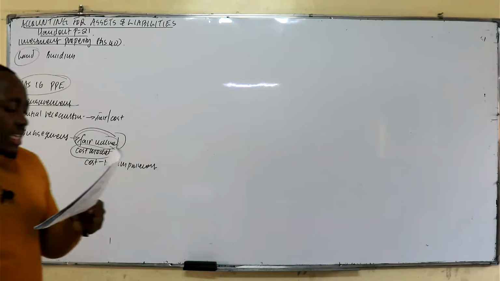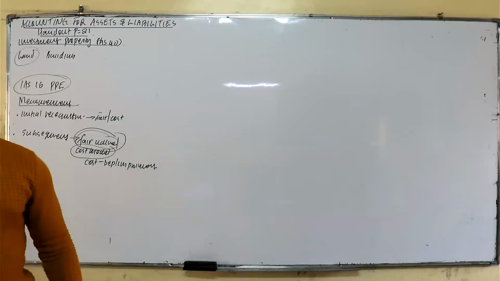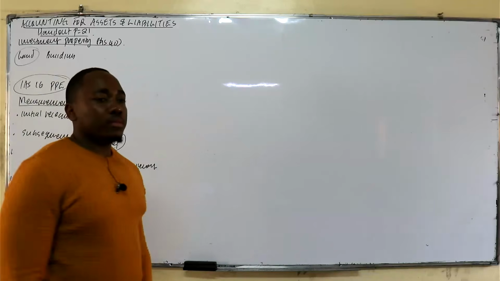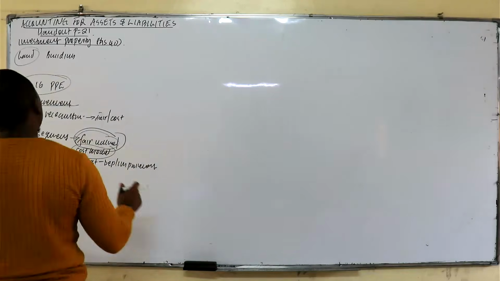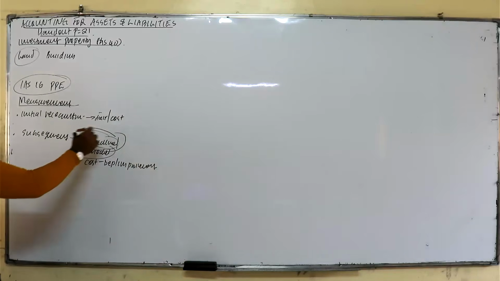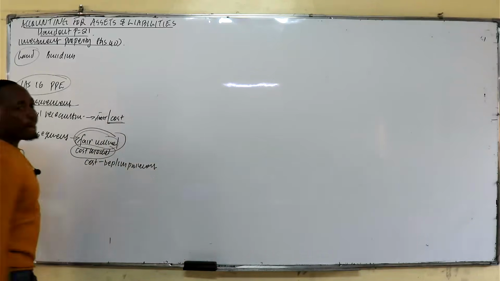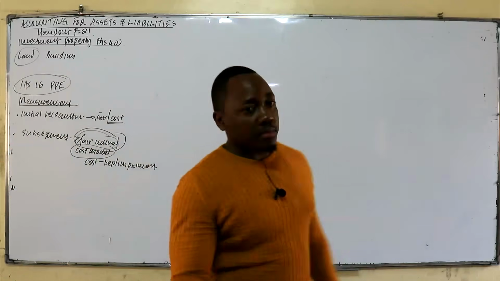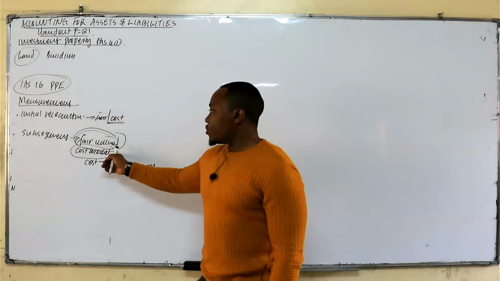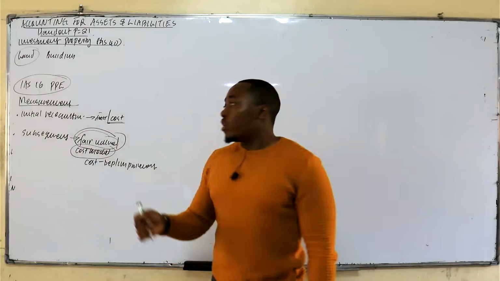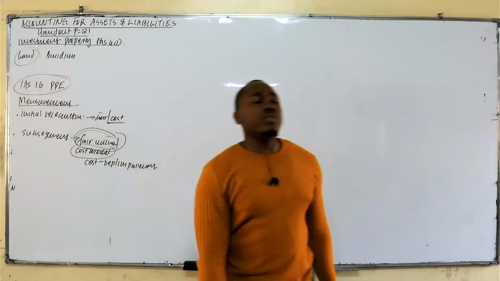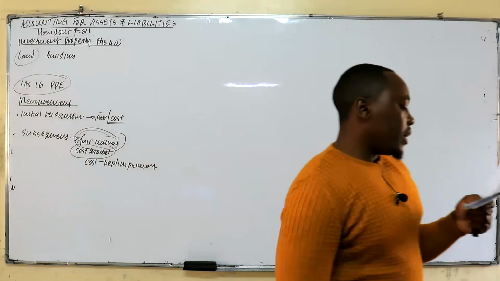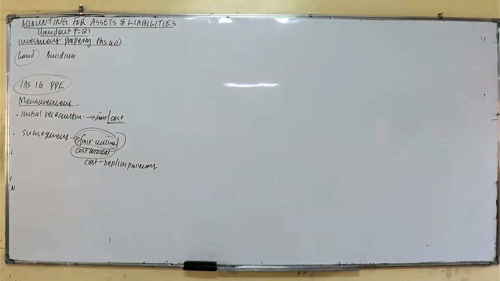PPE are initially measured at cost, and write that at cost. It's the same as how we account for investment property. Initially, you recognize them at cost. Then subsequently, you measure them either at cost, that means when you talk about the cost model, cost minus depreciation, or the fair value model, or the revalued model. PPE are initially measured at cost, subsequently measured either at cost or revaluation model.